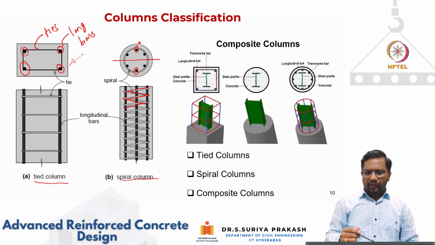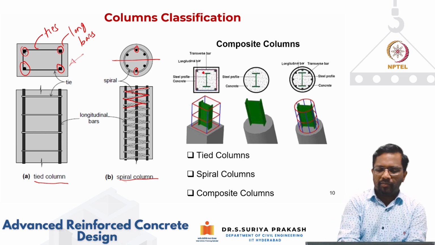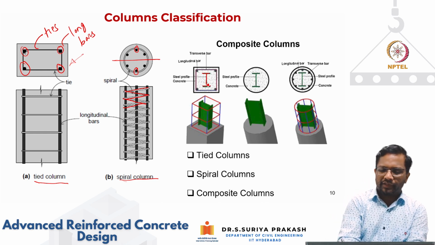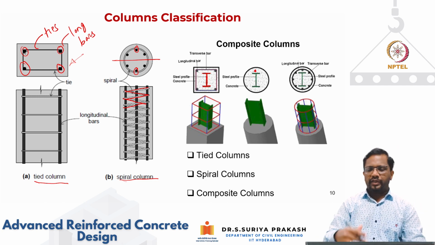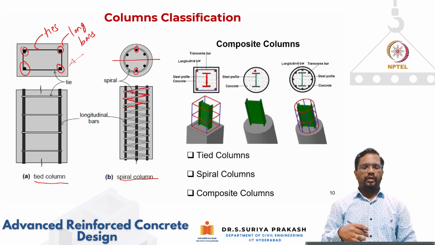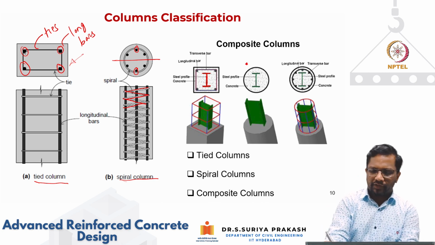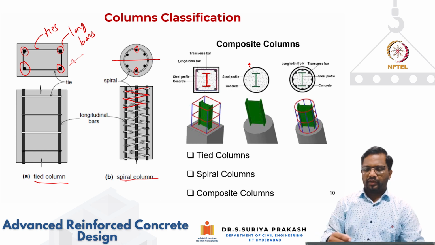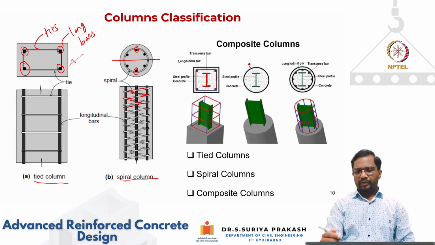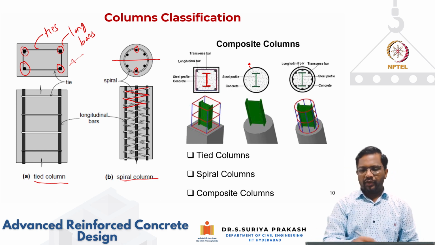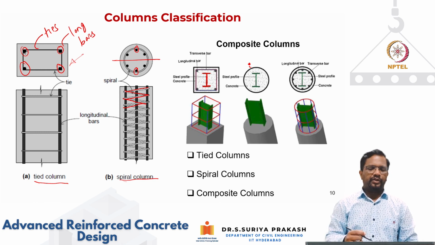And then we can also have composite columns, where we embed steel sections like this inside the concrete. We can also have steel tubes encased within the concrete. So you can see that different types of possibilities are there.